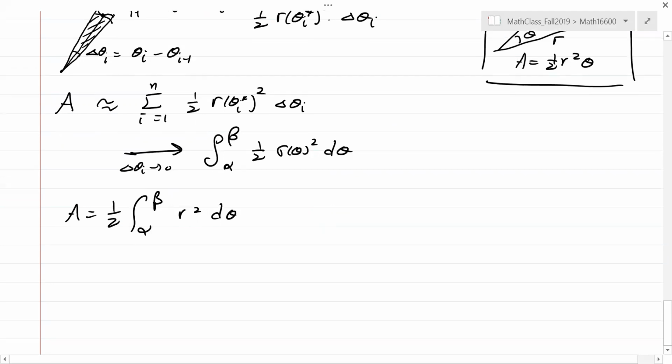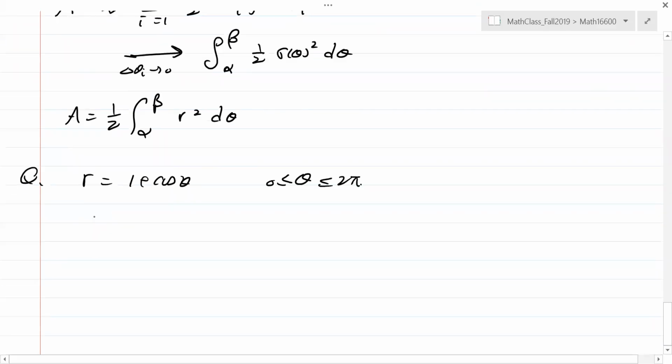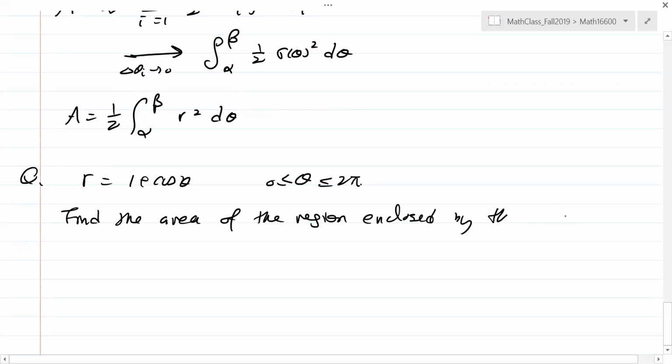All right, so now let's go back to the problem. I'm not sure we are able to evaluate this. So we go back to the problem: r equals 1 plus cosine theta, where theta is between 0 and 2 pi. Find the area of the region enclosed by this curve.